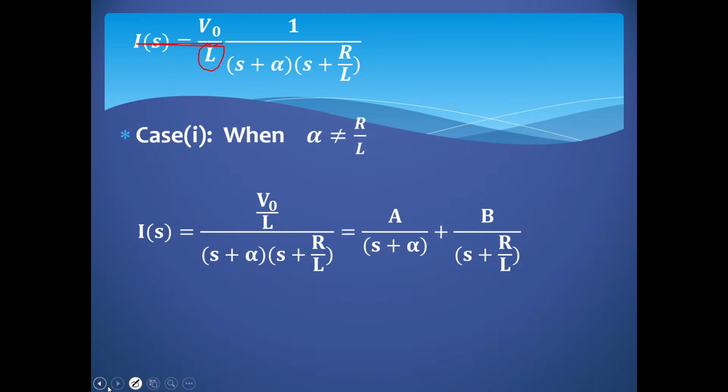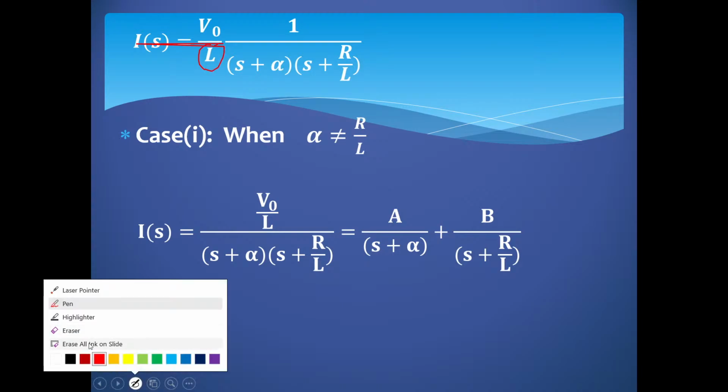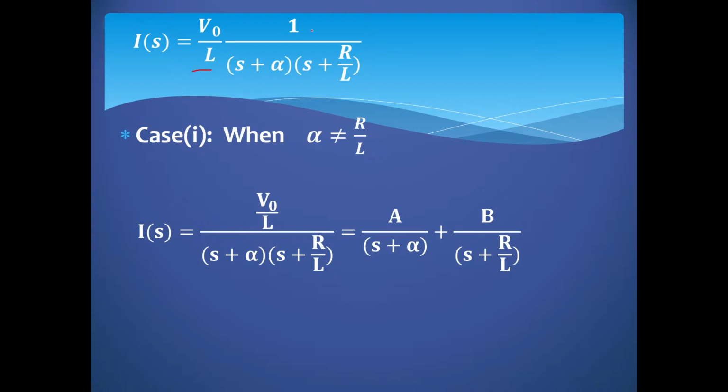If we take L common, what will happen? So 1 divided by s plus alpha, into s plus R by L, you will get. Here V naught by L is constant. You can send it to the numerator. You can rewrite this equation as shown here in the next term.